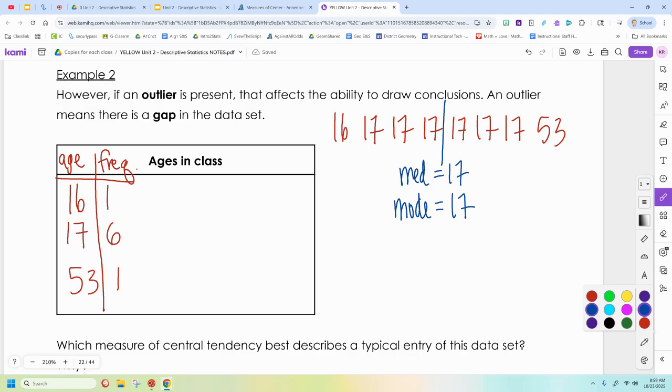All right, friends, let's figure it out. What's our mean? So we do need to grab a calculator for this one. So your calculation could be 16 times 1 plus 17 times 6 plus 53 times 1. That's a way to get your total. You don't have to do the times 1 and times 1. I just need a total. I don't feel like doing it in my head. 171? Can anybody confirm that? 171? Okay. Divided by, we got 8 people in the room.